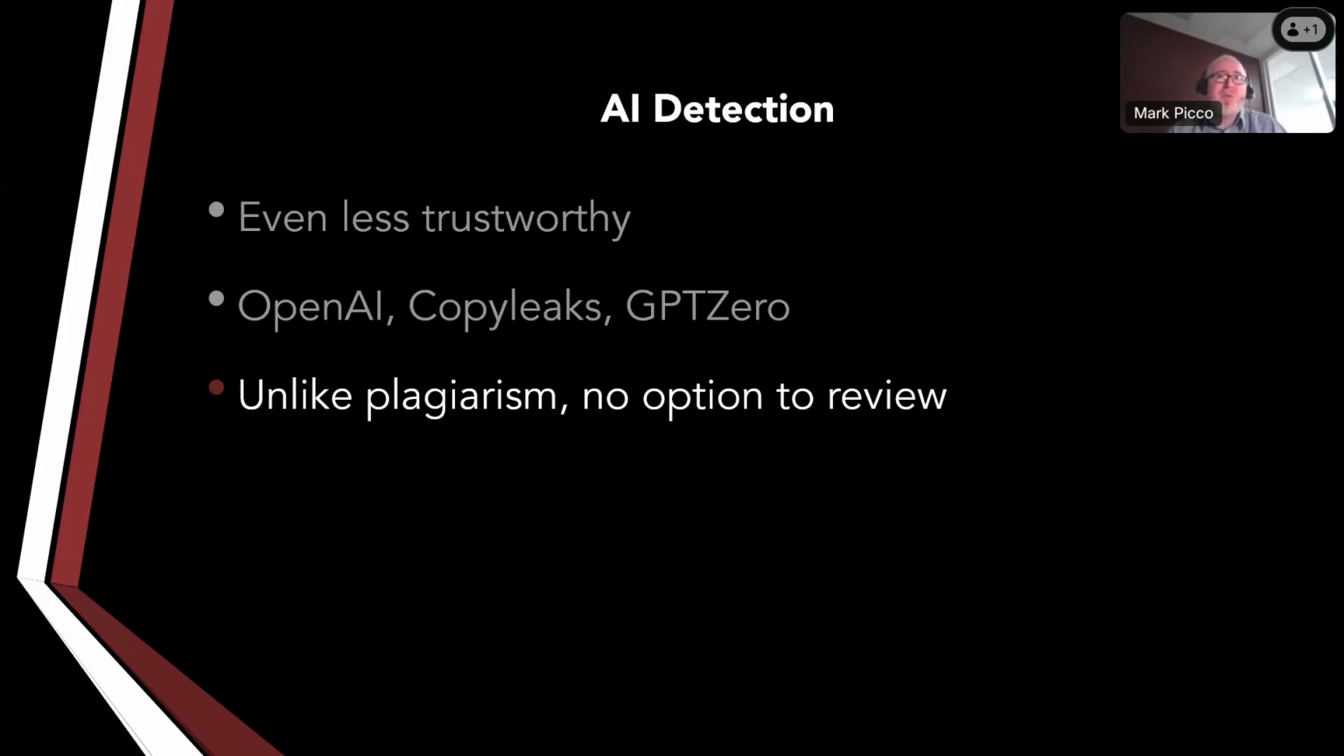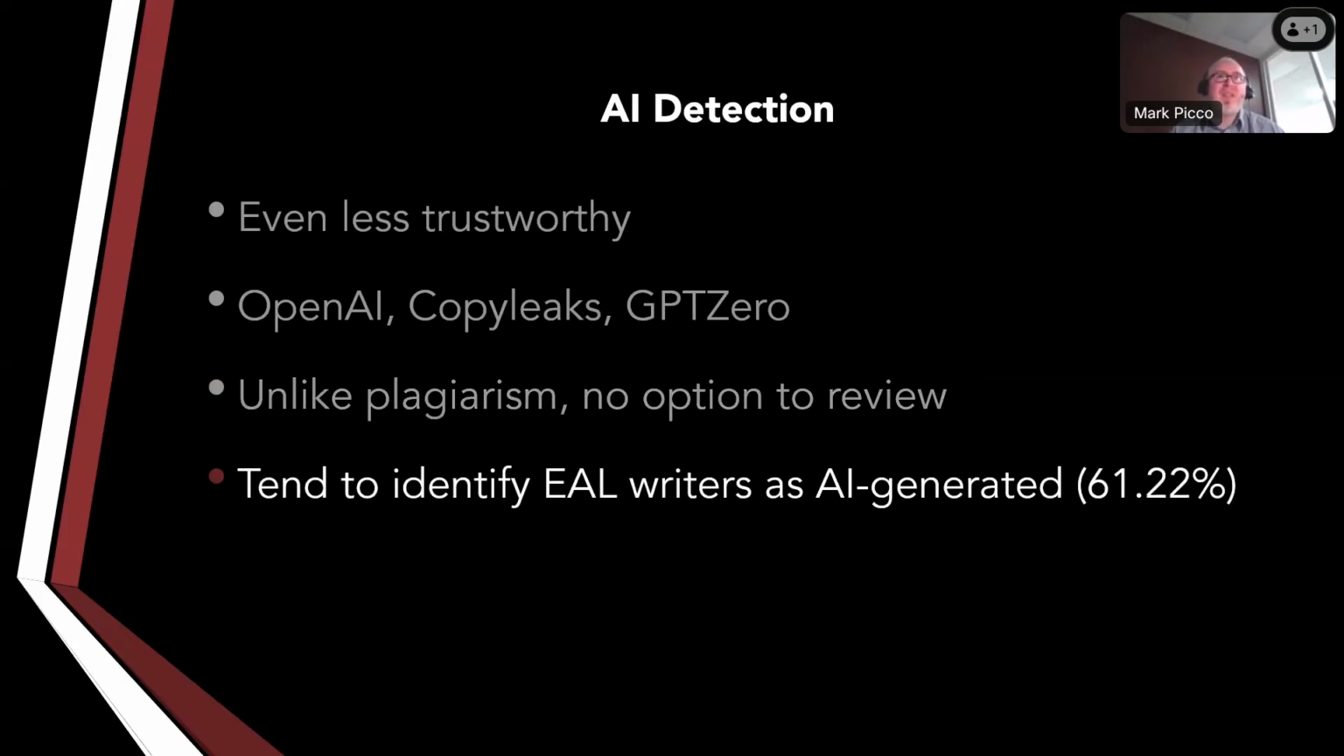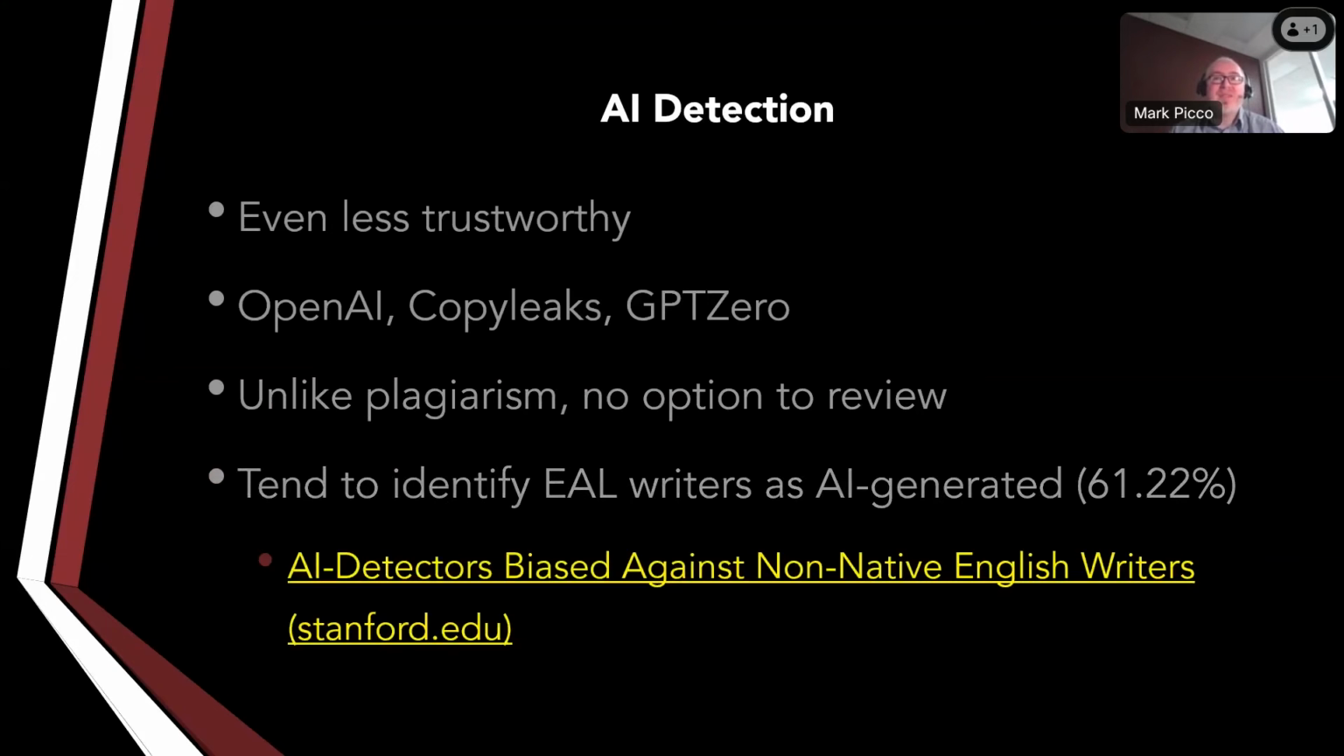So in that case, what would be your recourse if you took a student to some kind of a panel? If the student is trying to defend against the idea that they took their writing from ChatGPT, how can it be proven that they did? You're just basically going by the word of another AI tool in many cases. They also tend to identify English as an additional language writers as AI generated, 61% of the time, even when they're not. So that was a study from Stanford, came out about a month ago.